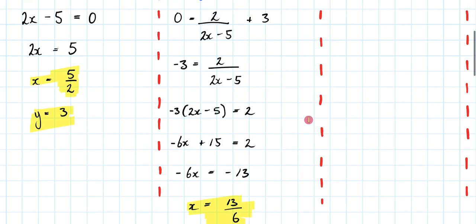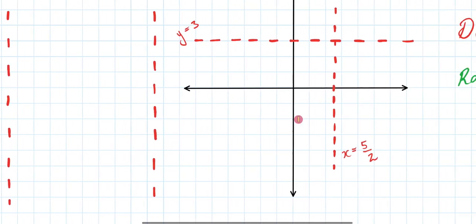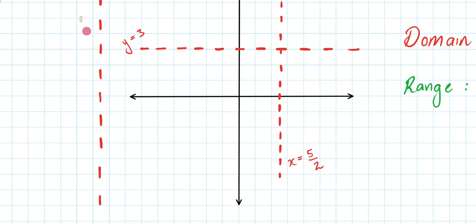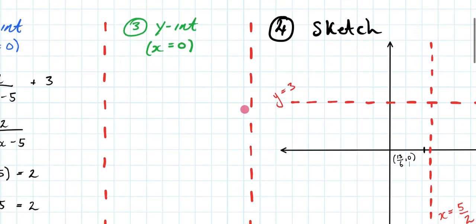So I'm going to come over here and say that my x-intercept is going to be 1, 2, it's going to be here. And as always, I'm going to put in what that is. It's going to be 13 over 6 and 0. Let me come and now find my y-intercept.